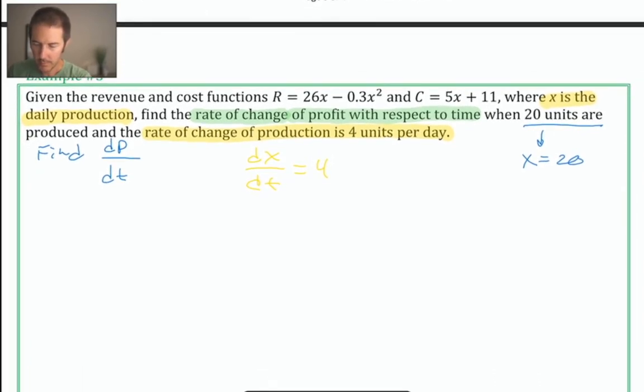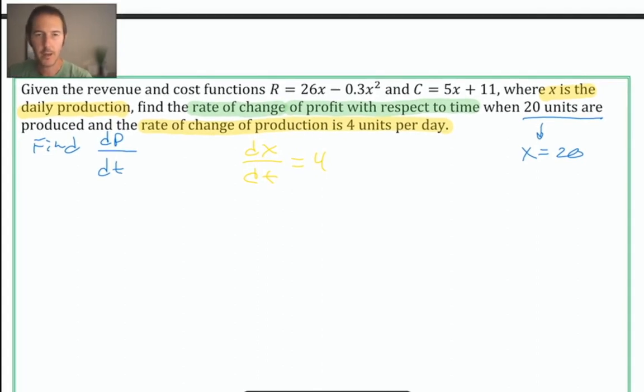Okay, so I think we've squeezed every ounce of information that we can out of this. Maybe it's time to start taking a derivative. Let's find out. So given these revenue and cost functions, we're trying to find dP/dt. I don't see a P equals equation. I don't see the variable P anywhere. How are we supposed to do this? Let's keep reading. It's in there. Find the rate of change of profit. There's the P. Don't I need a profit function in order to find the rate of change of profit with respect to time? I think I do. Do we have a profit equation? We don't. Do we know how to create one?